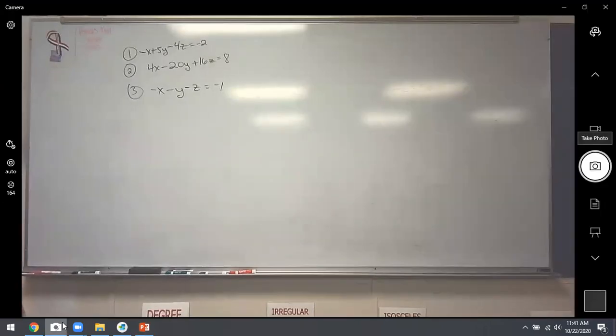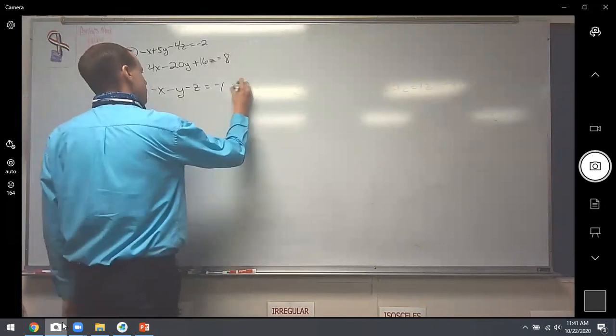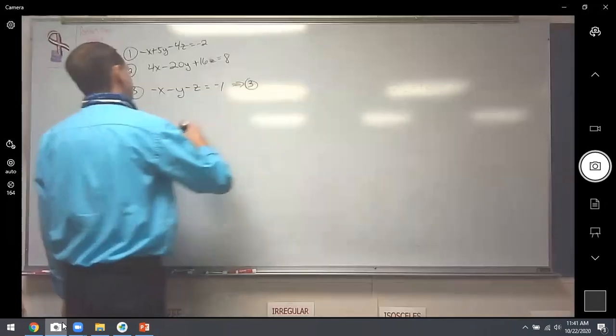All righty, let's go again. Start off substitution. You got to solve for something, right? You guys pick what looks easy to solve for. Bottom one, what do you want to solve for? X, Y, or Z? Okay, let's solve for X. So equation 3, we're going to solve for X. Let's take a second and do that.